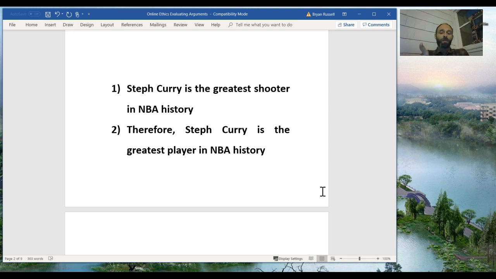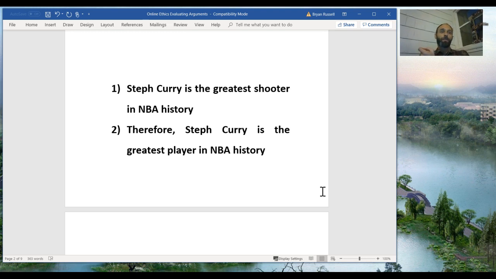There's no mention of defense here. There's no mention of how good of a passer he is, how good of a dribbler he is, how well he plays in a team concept. And while he does many of those things really well, even excellently, so sorry again for all this Steph Curry Warrior stuff. You got to deal with it.